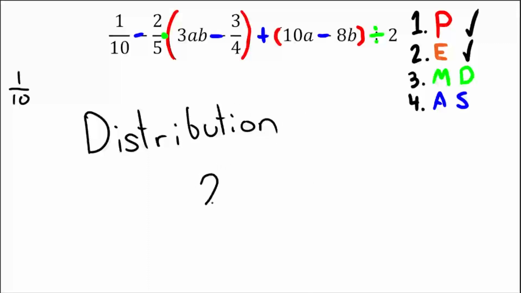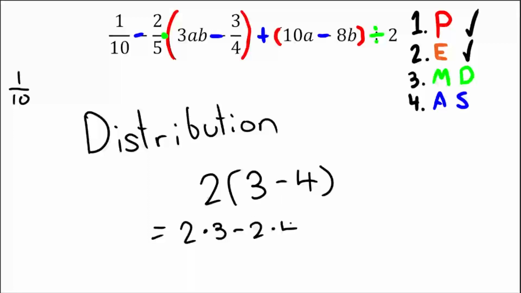So 110. When there's a number next to a parenthesis like this, that means that we have to do something called distribution. But what is distribution? I'm just going to show an example. It's like if you have 2 parentheses 3 minus 4. What it's going to do is 2 times 3 minus 2 times 4. So you distribute the 2 to the 3, and then you distribute the 2 to the minus 4, right?